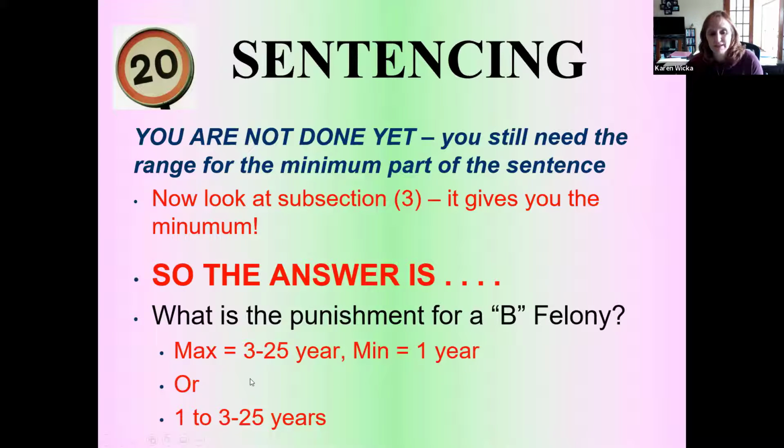So when you put them together, we know our maximum range was 3 to 25. We know our minimum was 1 year. So then we're going to write it 1 to 3 to 25 years. Okay. So I hope that helps.